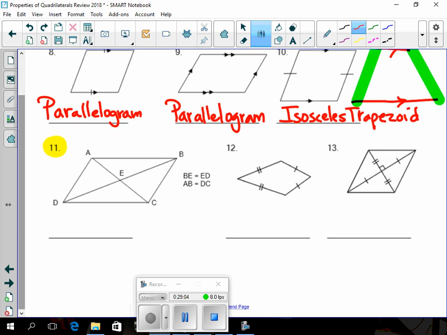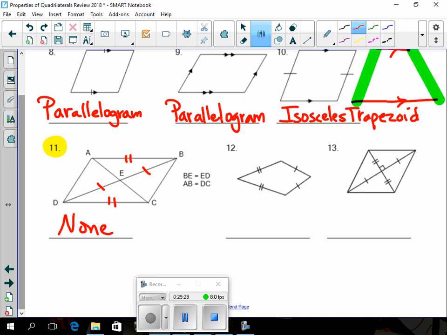It is none of the above. If we label BE and ED being congruent, and then again up here, AB and DC being congruent, I know something about the diagonal and I know something about a pair of sides. I don't know what that is. Okay? Just some regular quadrilateral. Not enough to categorize into anything specific.